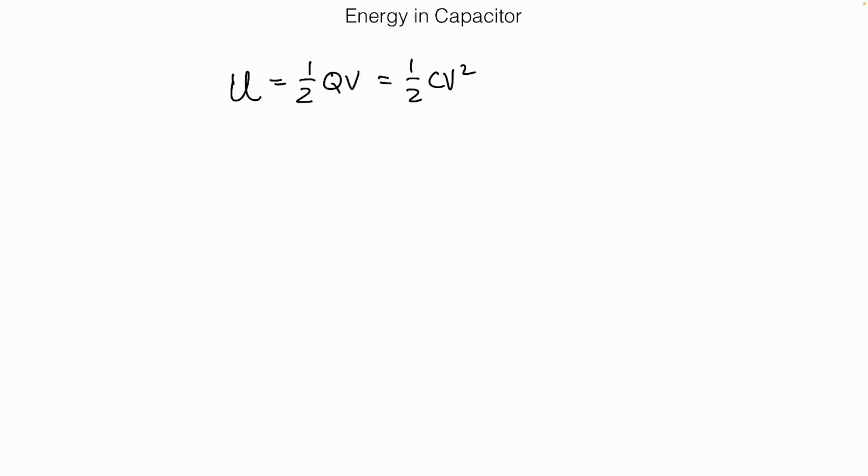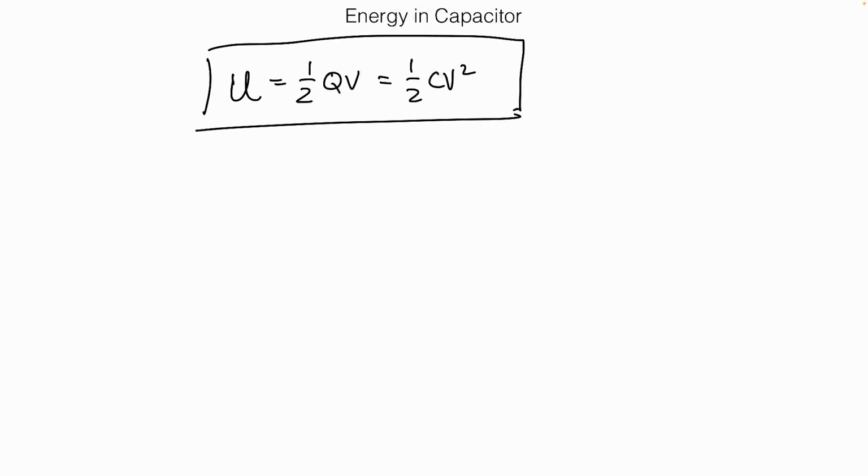1/2 QV or 1/2 CV squared. 1/2 CV squared is usually the one that's used more often because typically you can't measure directly how much charge is in your system, but measuring potential, measuring voltage is really easy. What is that unit going to turn out to be? Joules. It's an energy, right?